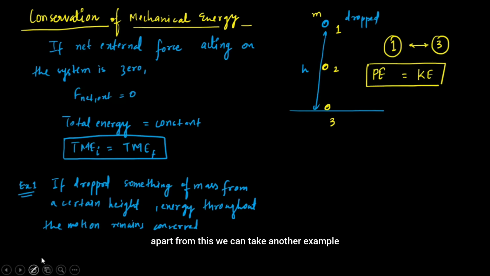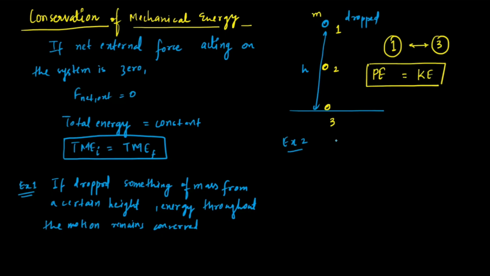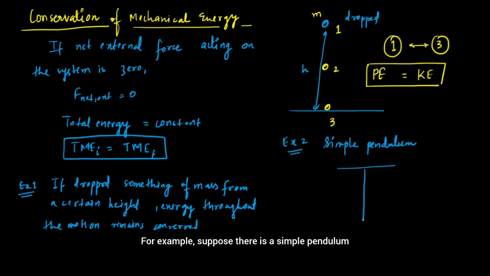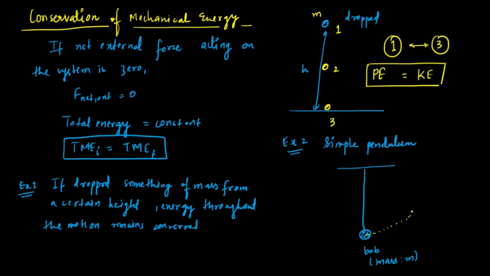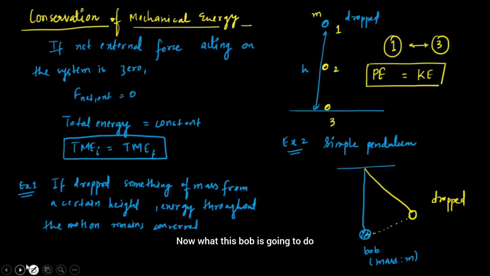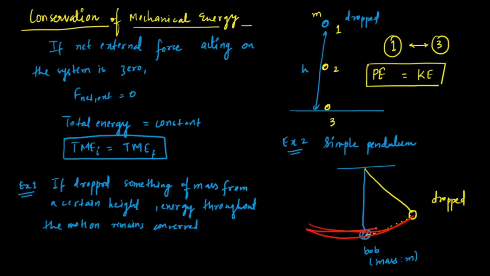Apart from this, we can take another example, an example of a simple pendulum. Suppose there is a simple pendulum. This is a bob of mass m. Now we push the bob by applying some external force and keep it till here. Once it reaches this point, it is known as the extreme position. We drop it from this position. Now what is this bob going to do? It is going to rotate this way forever if there is no external dissipation of energy in the system.